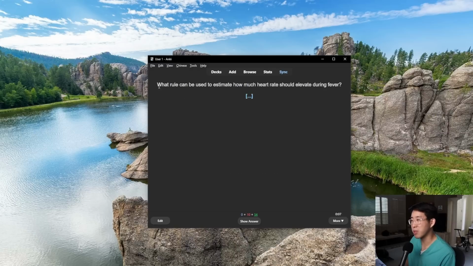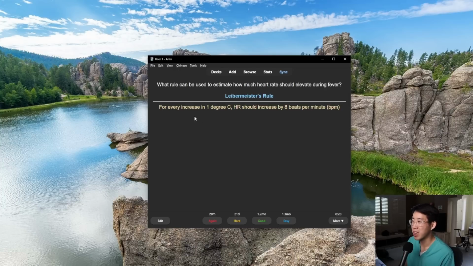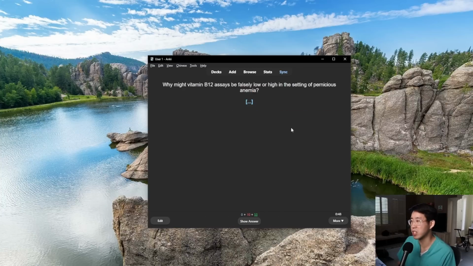All right, so just starting out with some of the cards that I made over the past month. What rule can be used to estimate how much heart rate should elevate during fever? This is something that's commonly used in the clinical problem solving space, and it's called Liebermeister's rule. For every increase of 1 degree Celsius from a normal temperature, heart rate should increase by 8 beats per minute. This can be useful for figuring out if somebody is having something like temperature pulse dissociation, also known as Faget sign, which you may see in some infections like typhoid, Legionella, Q fever. Those are some of the things that cause that pulse temperature dissociation.